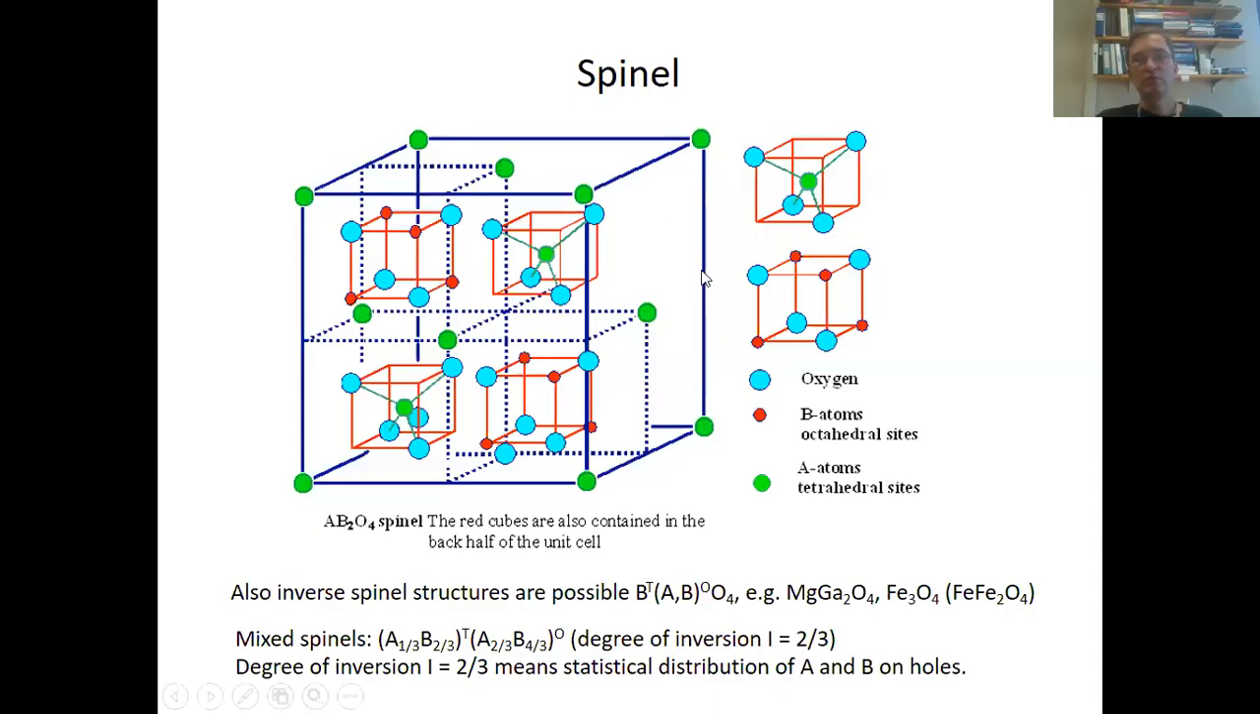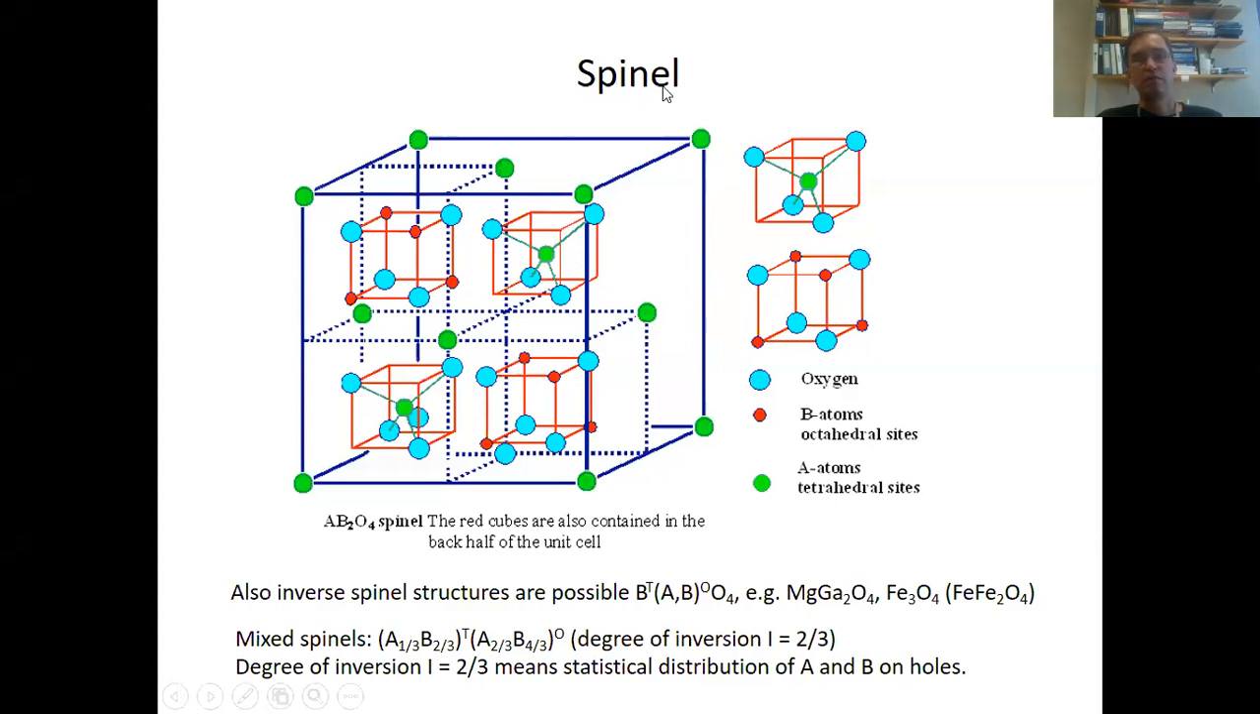Okay, so let's move on. In the last class, we discussed a number of more complex crystal structures. I would like to add one more before we move over to the next chapter. So the next crystal structure I would like to discuss is the Spinel structure.